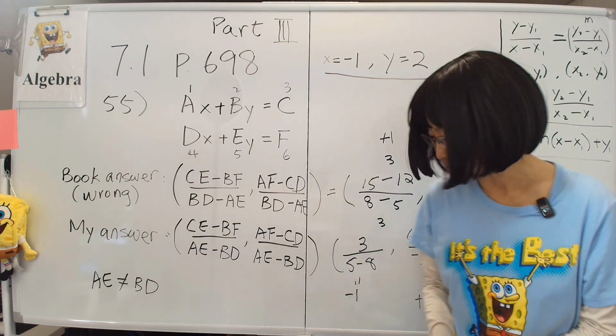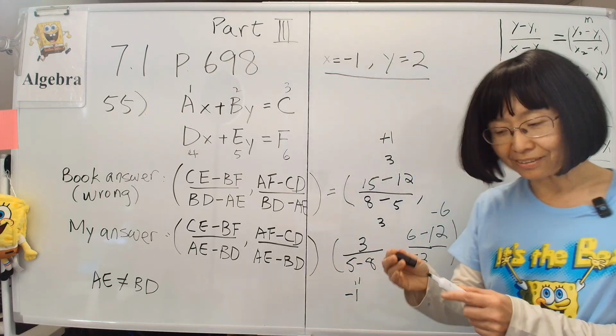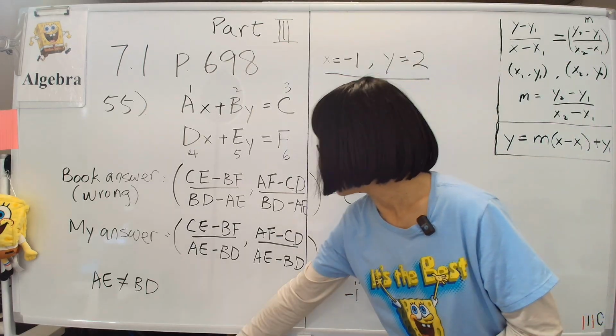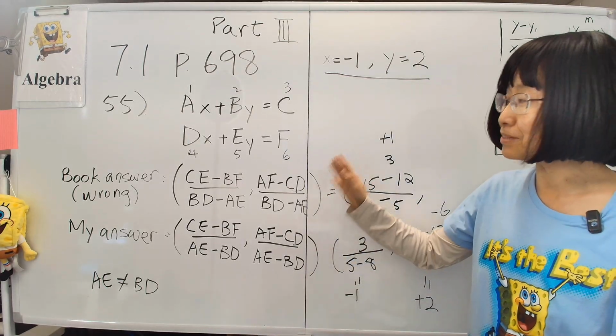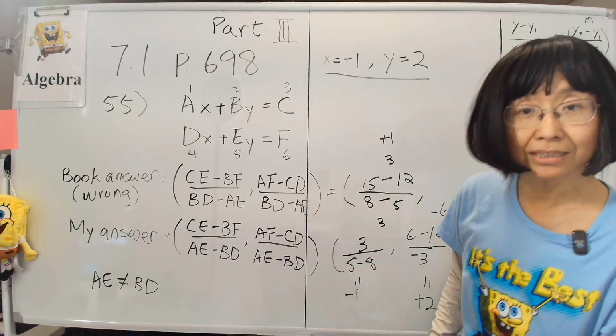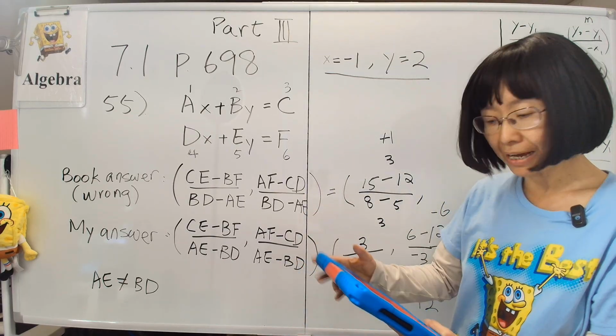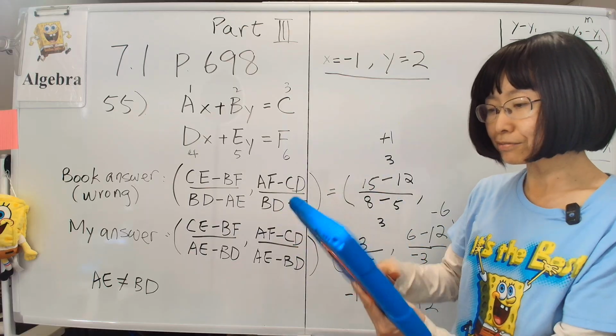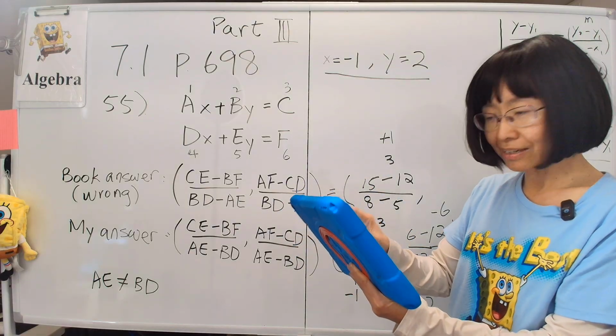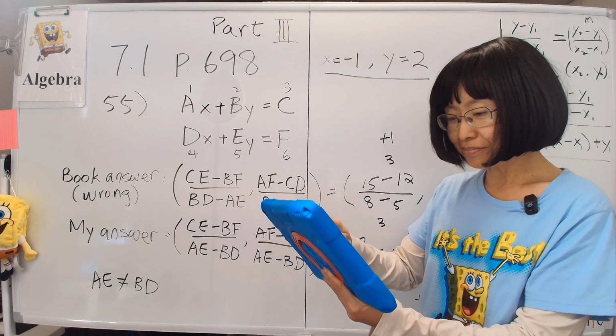So that is how I can prove conclusively to you, regardless of what the calculator says, what anybody says, that the book answer is definitely wrong, and my answer is correct. Of course, my answer is also what the calculator says, and we know the calculator is very, very smart.